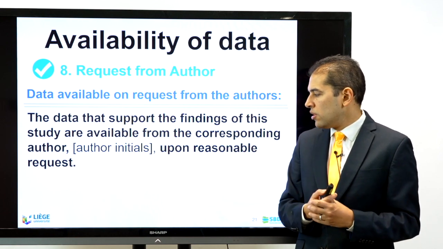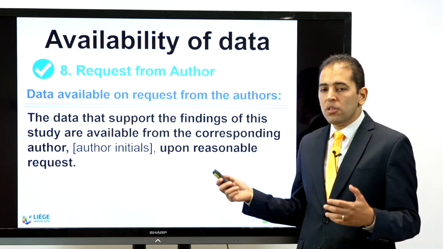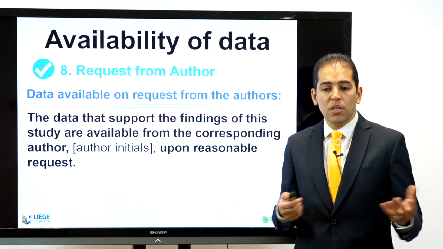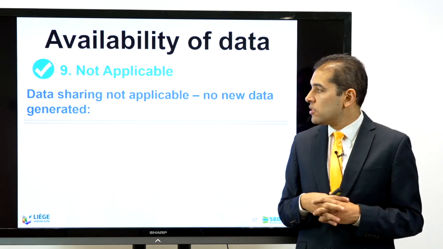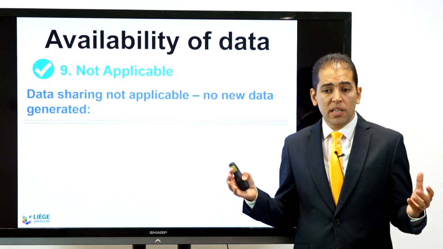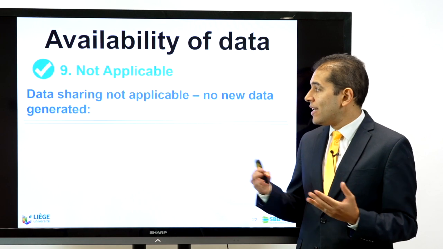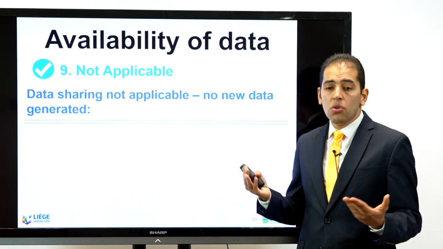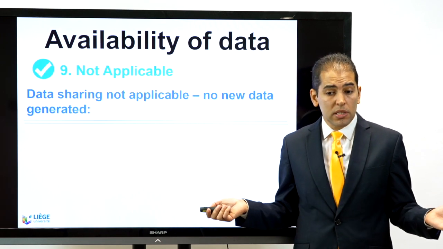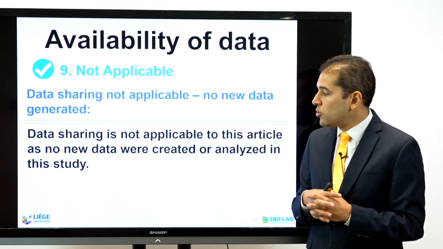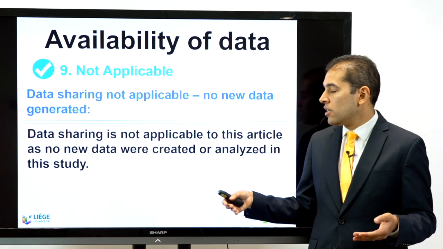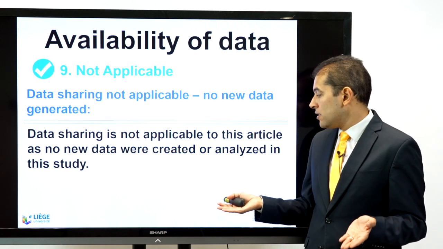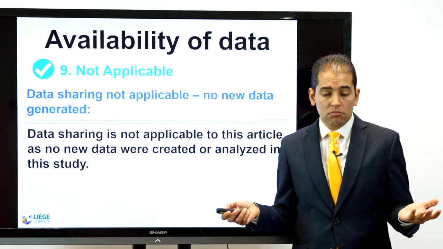You have the corresponding author initials, and then you have "upon reasonable request, we can provide the data." Third option for a data statement could be option 9, that you say not applicable. So you say data sharing is not applicable. There is no new data generated in this study. This could be also an option. And you just have to write that the data sharing is not applicable to this article as no new data were created or analyzed in this study.